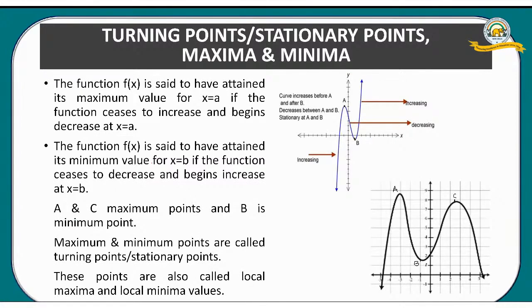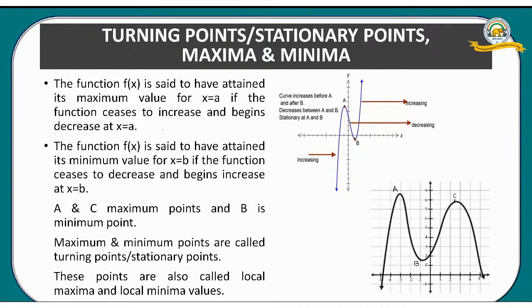Now in maxima and minima, you need to understand what are the turning points or stationary points. If you observe this graph of a function, the graph is increasing up to point A and ceases to increase at point A and begins to decrease, and decreases up to point B and ceases to decrease and again begins to increase. So the point A is a turning point, where it ceases to increase and begins to decrease. The point B ceases to decrease and begins to increase. So these points are called turning points.